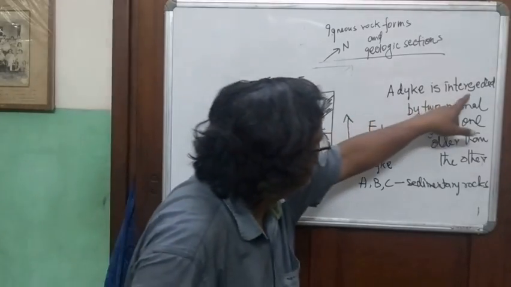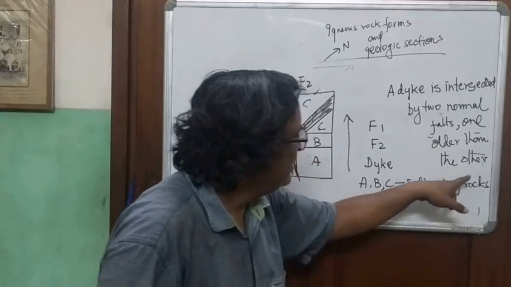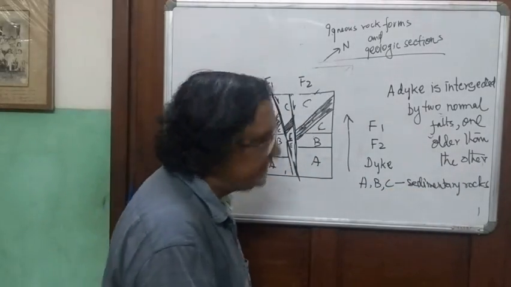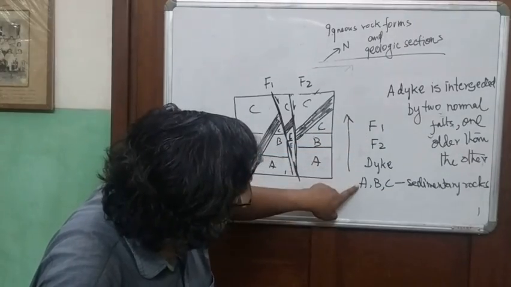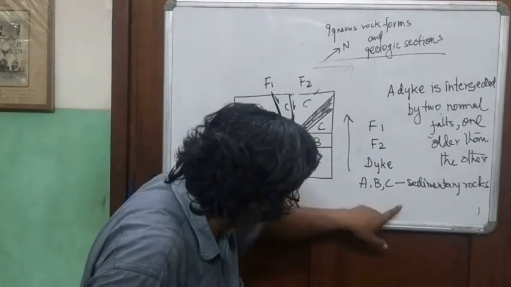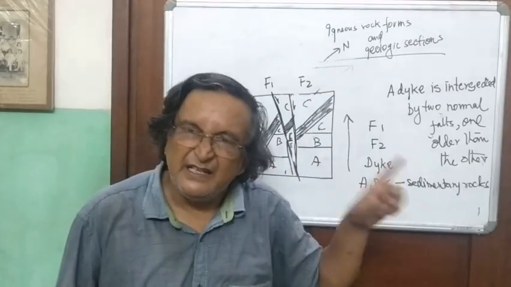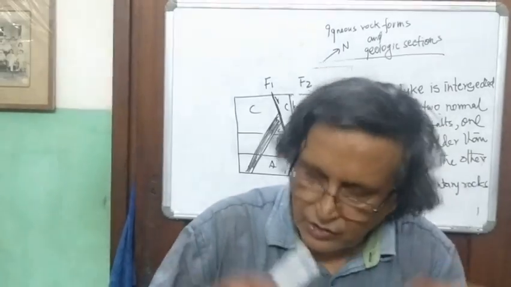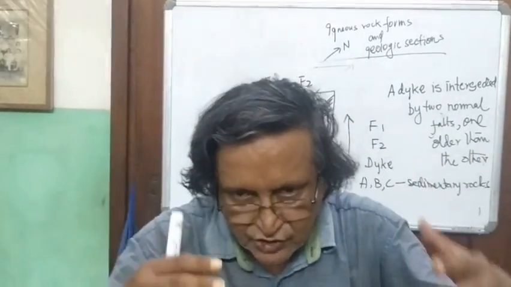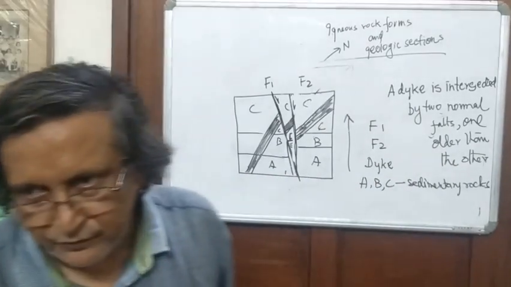Okay, a dike is intersected by two normal faults, one older and the other younger. So you have a dike intersected by F1, F2, but it is not said, you have to say that it's a sedimentary rock because you have to prove that it's a dike. That means it is discordant to the horizontal sedimentary rocks, or rather the existing structure of the intruded rock. That you have to prove.